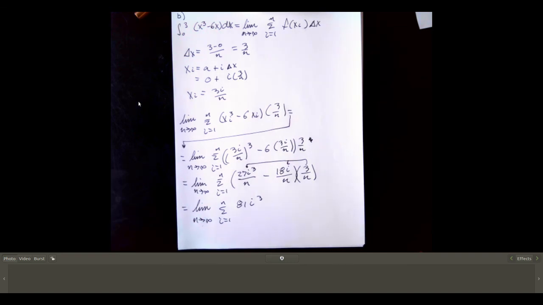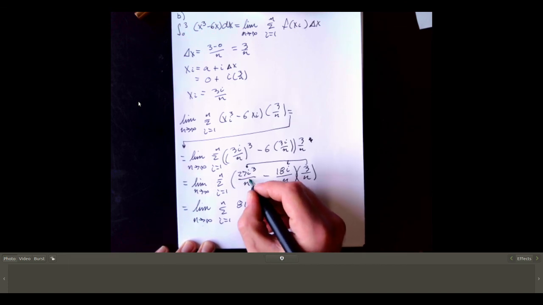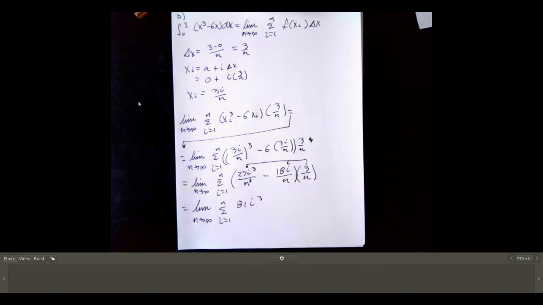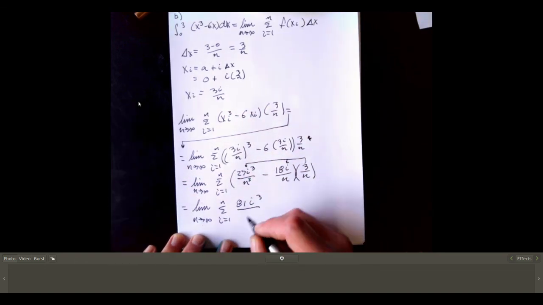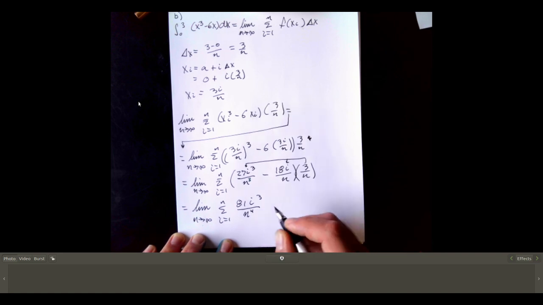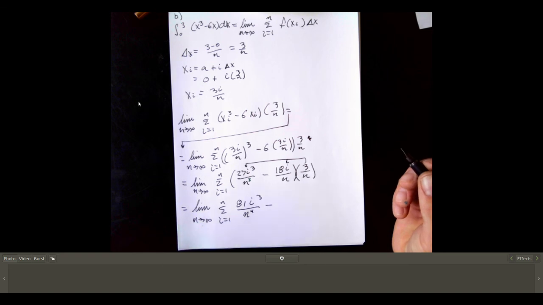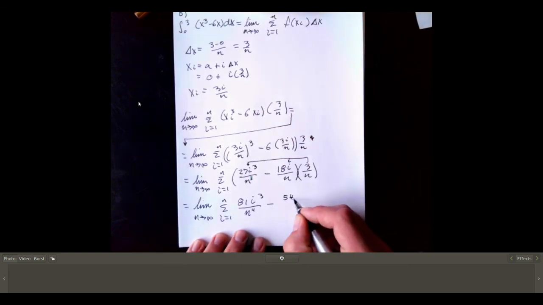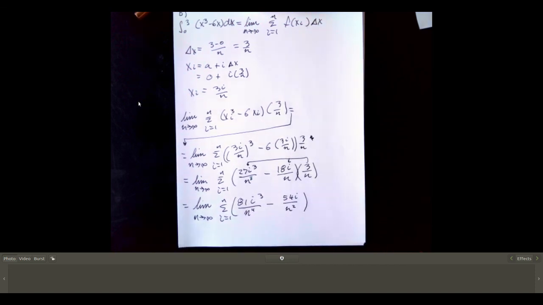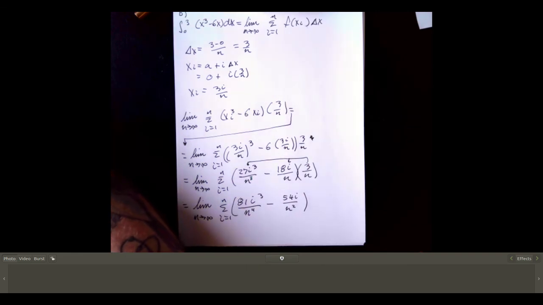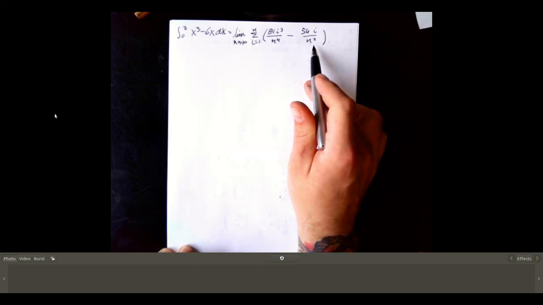Did you guys catch my mistake? When I cubed my numerator, I forgot to cube my denominator. So n times n cubed would give us an n to the 4th. And then from that, we're going to subtract 18 times 3 is 54i divided by n squared. This I'm going to copy on the back. Perfect, so all I did was copy this part over from the previous page.